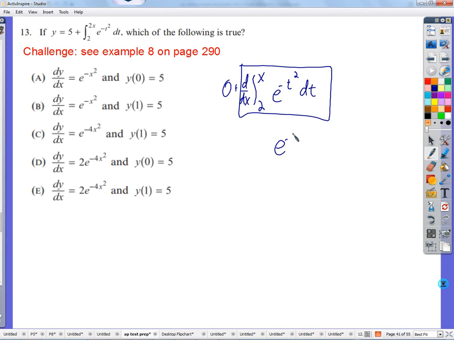The e to the negative x squared, not plus c. Because remember, this is a definite integral, right? Which means these fundamental theorem. We did this, right? We would plug this in, and then plug this in, subtract, and then take the derivative, and we find that the derivative of that constant that we found when we plugged in 2 is 0, and so it goes away. Okay? Or the C's would just cancel.